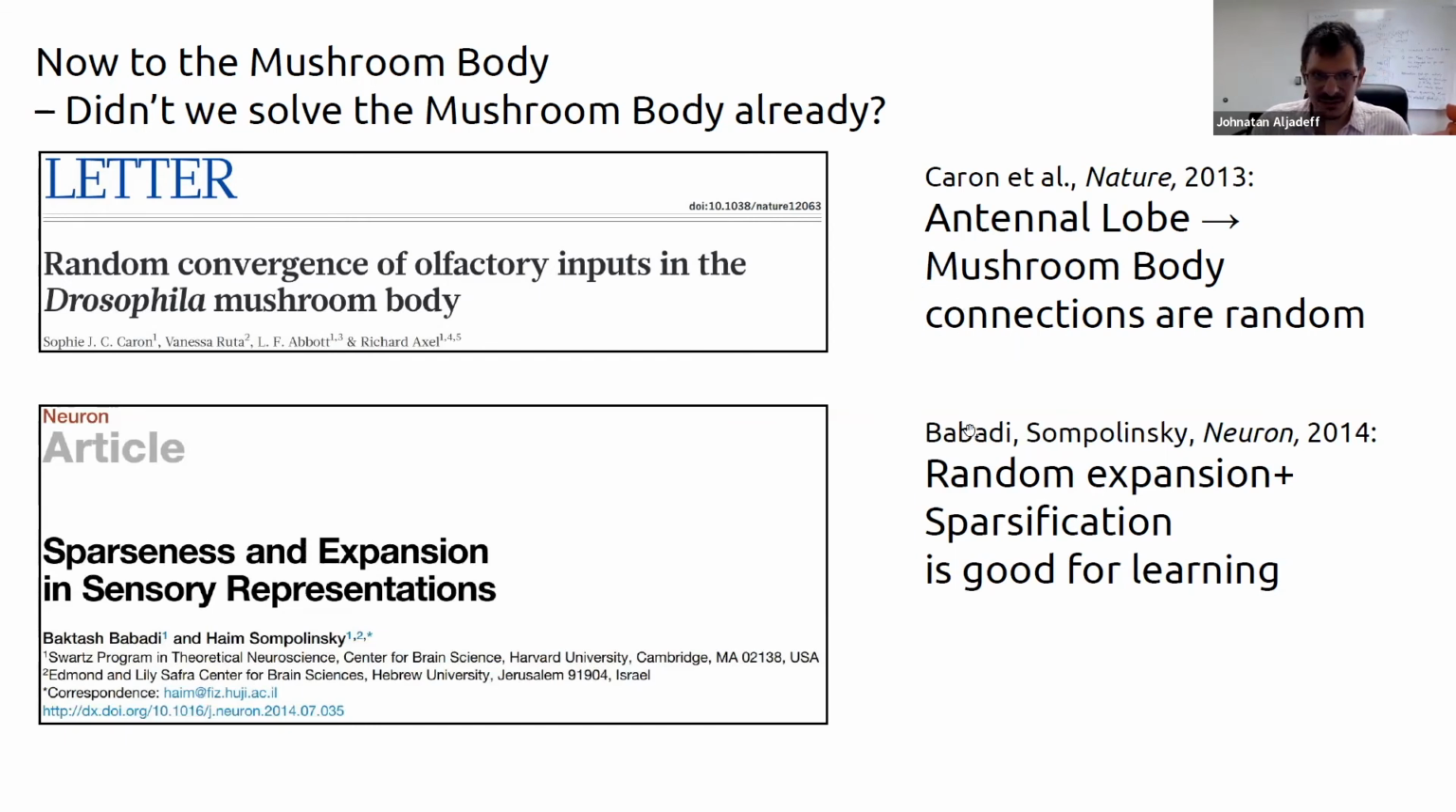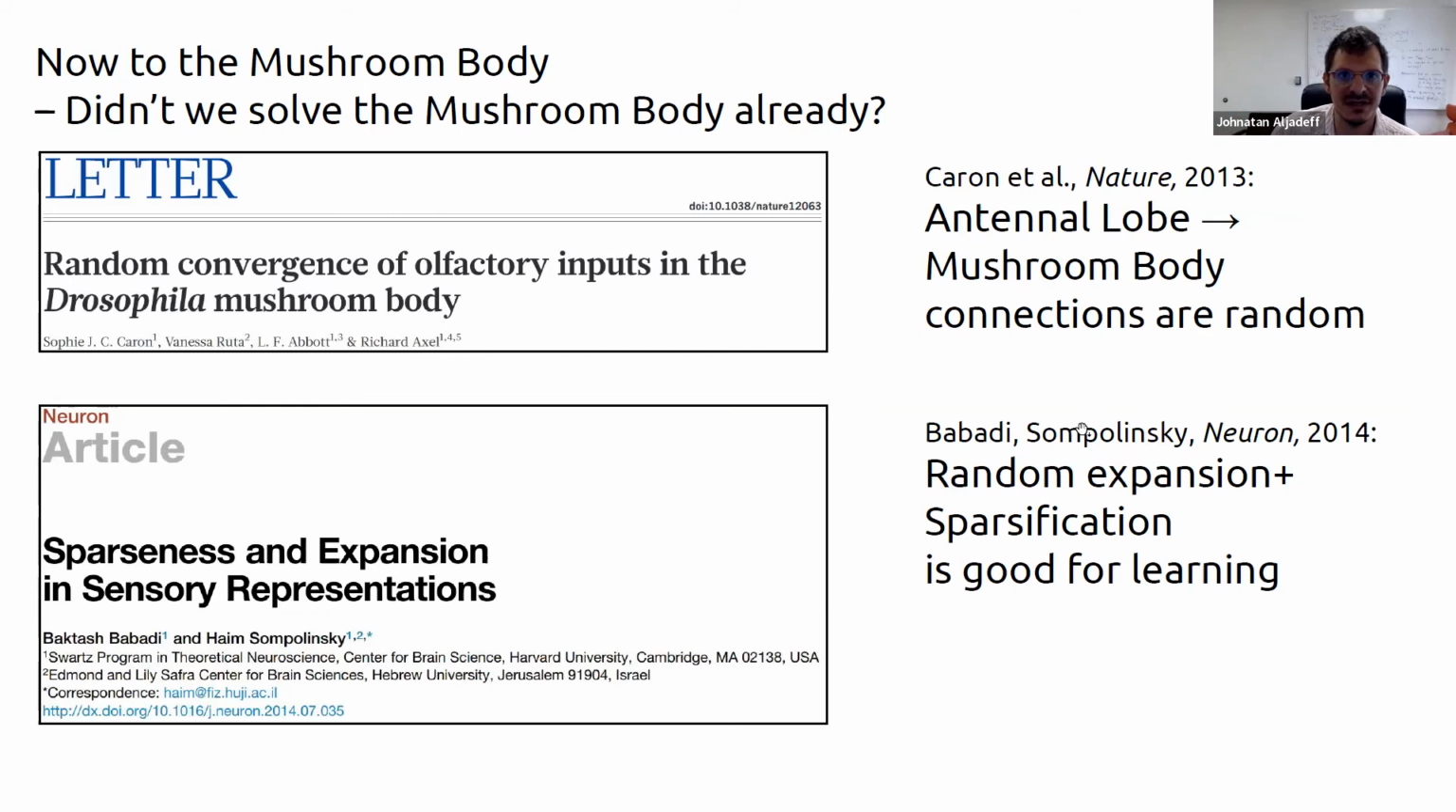One year later, Baktash Babadi and Haim Sompolinsky published a beautiful theory paper showing that if you have an input layer that represents stimuli that are high dimensional but not very high dimensional, let's say 50, and from that input layer the stimulus is then expanded randomly, and the responses in the second layer are sparsified, then that kind of computational scheme they showed in this paper is good for learning associations between novel odors and the appropriate response. So if the animal is presented with a novel odor, using this random connectivity, which expands and sparsifies the signal, you can learn to classify new odors in a way that is better.